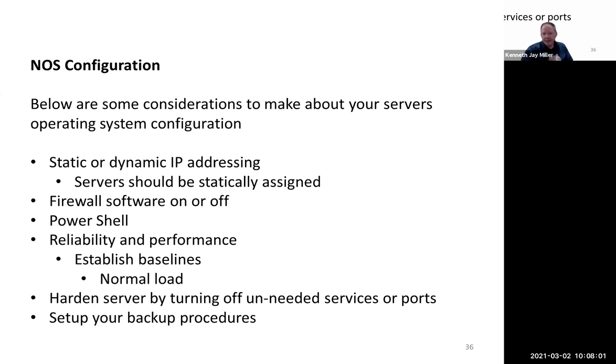But let's say our file server or our print server is dynamically assigned. And when we set it up, it's 192. And 2 weeks from now, it's 195. Well, all of a sudden, all those people that were trying to print to 192 cannot print to 195. So that server is no longer available.